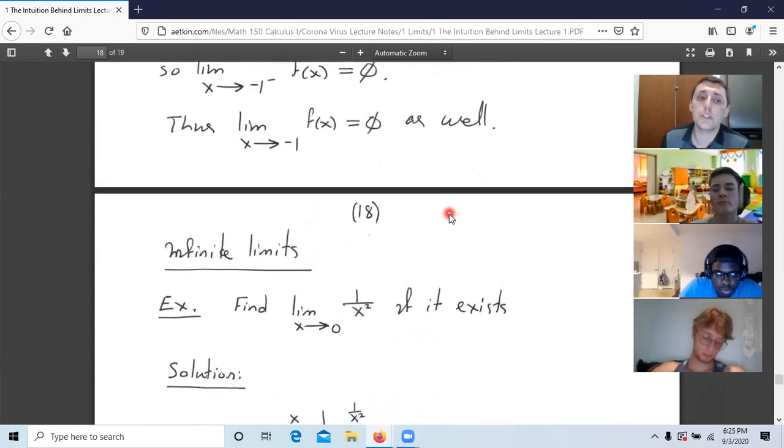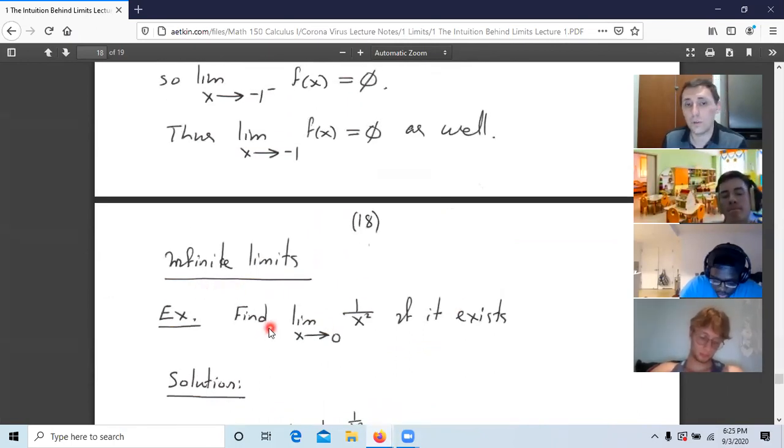So then let's consider infinite limits. Let's see if you could do that without my help first. So I have x going to 0 of 1 over x squared. The question is, find this expression if it exists.